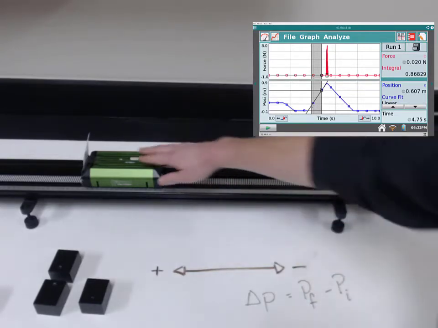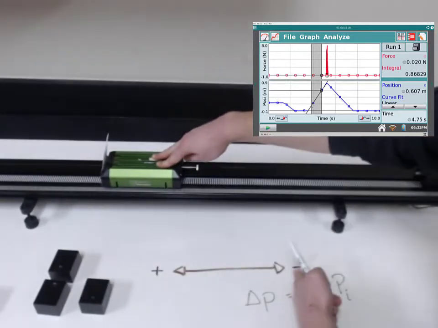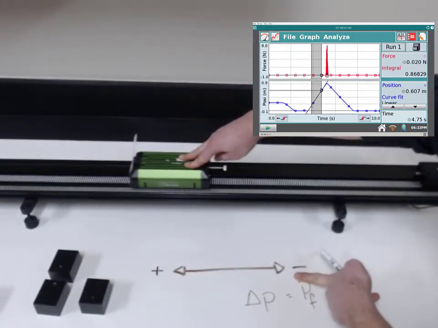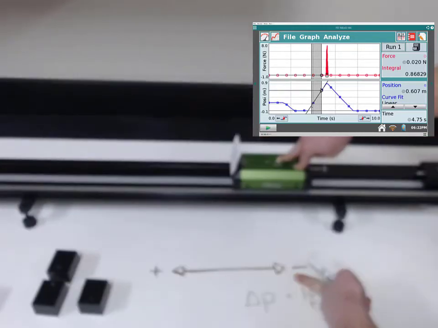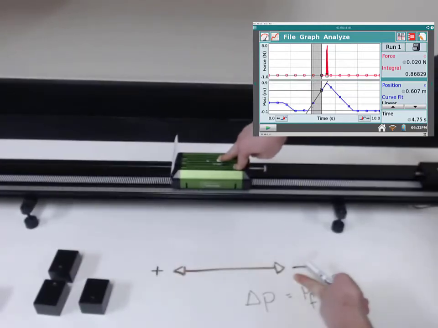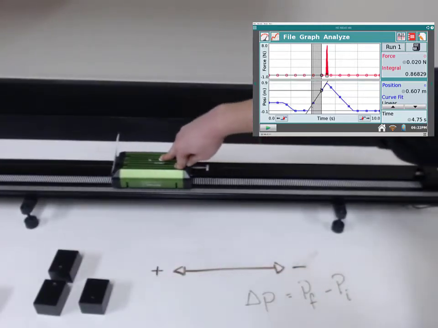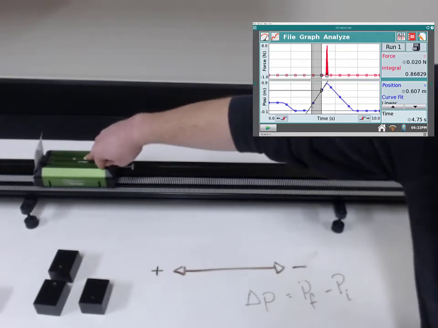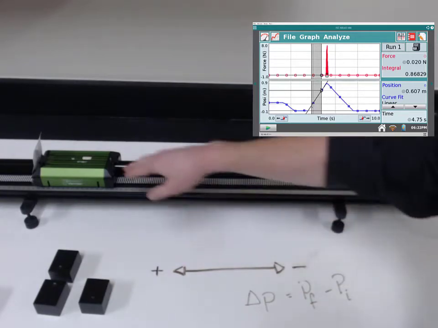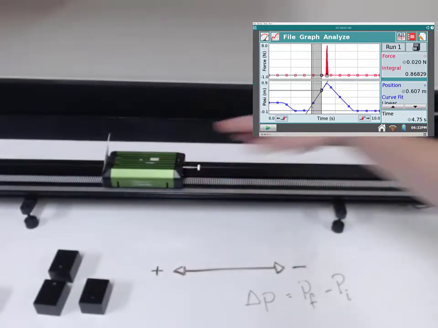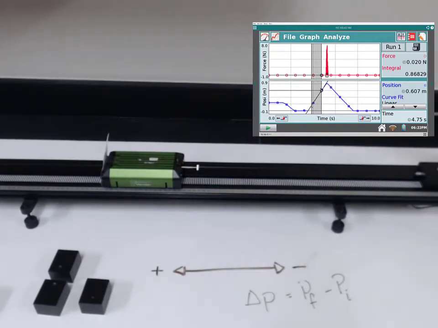So in this case, we're going to have an initial momentum that's negative because to the right is the negative direction. And then it's going to bounce off this force sensor, receive an impulse, so that changes its momentum, and now it'll have a positive momentum going back to the left. So our change in momentum is going to be final, something positive, minus the initial momentum, something negative. So we should always end up with some final positive momentum minus some negative initial momentum, and we're checking to see if that's going to be equivalent to the impulse delivered to our cart.